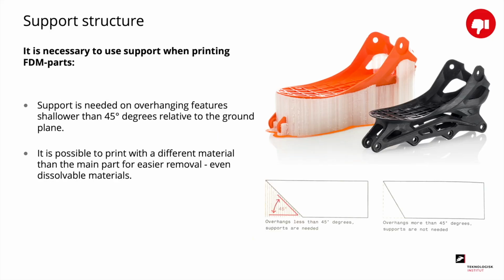One of the disadvantages of using FDM printing is that you need support structure. You need support structure when you have a part with an overhang that is less than 45 degrees. And this support structure has to be removed after printing to have the final finished part. It is possible to make the support removal easier by having a dual extrusion setup where you print the support material in a dissolvable material. You can see an example of this in the picture to the right.